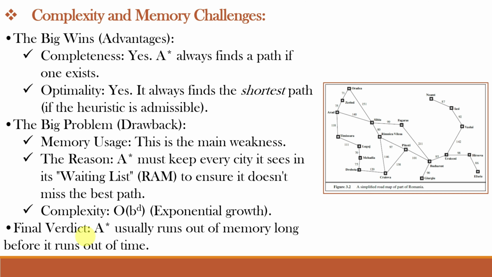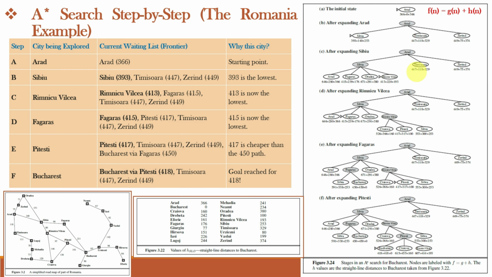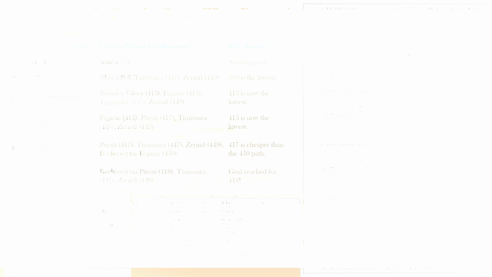So in conclusion, A star is a genius with a bad memory. It is incredibly smart, but it tries to remember too much at once. In the real world, A star often crashes the computer's memory before it can finish a very large map. This is why in our next class, we will look at memory saving versions of A star that try to be just as smart but with a smaller waiting list. Okay, let us implement this same example of A star search in Python.